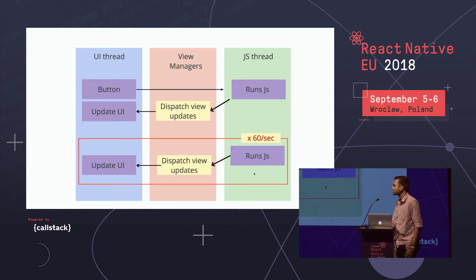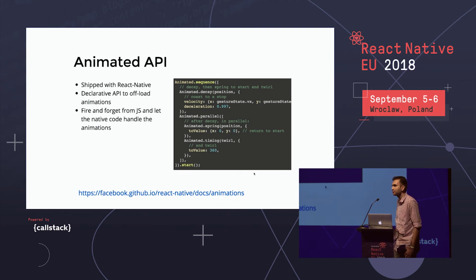So there are a couple of solutions that you could actually use. One is the famous Animated API from React Native. This is shipped with React Native, and it's a declarative API to offload all your animations. So what you do is you declare your animation, and then you send it to the native world just once, and your native side does all the computation as the animation is playing. So there's not much communication that needs to happen on the bridge.